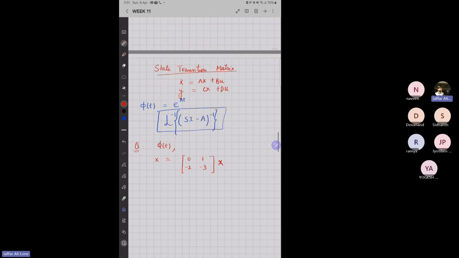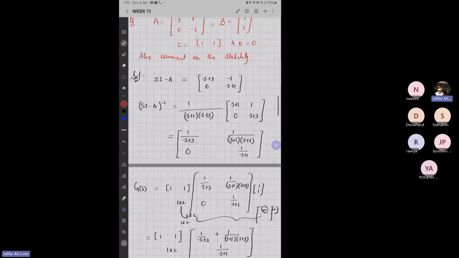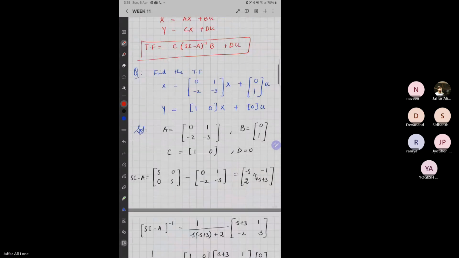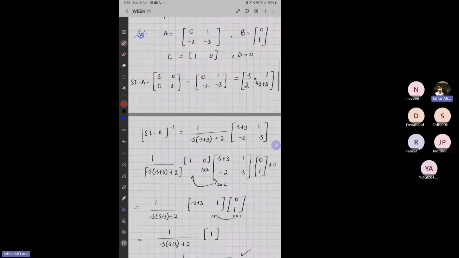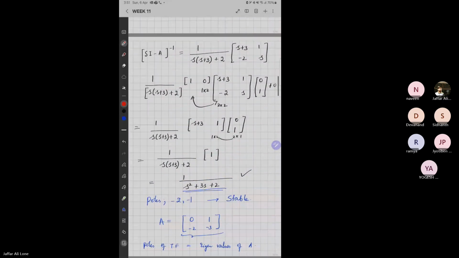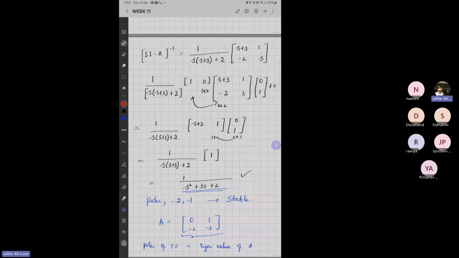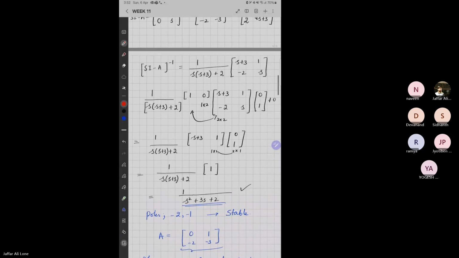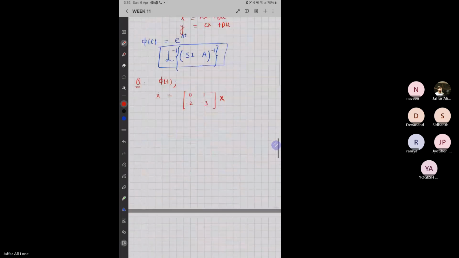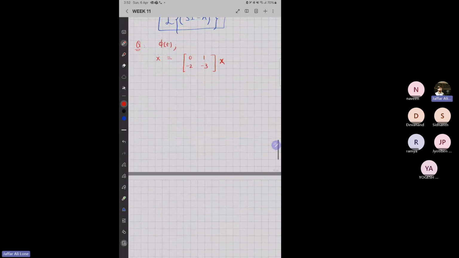I think we have solved this question, 0, 1, -2, -3. We have solved it. What did we find? What was our state transition matrix? Okay, let's do it again. So how should I solve it?